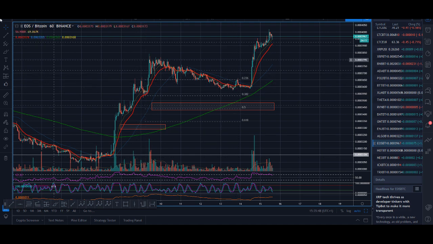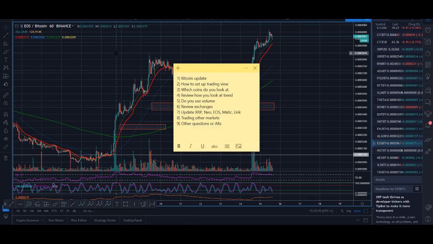And again here as well, if you go into the shorter time frame, this played out really well as well. So let's have a look at the next question. How do I set up my TradingView?